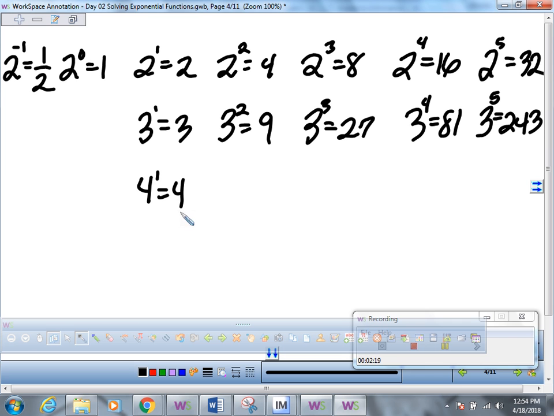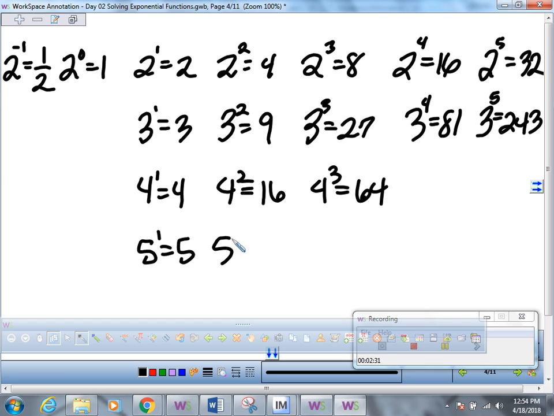4 to the 1 is 4. 4 to the 2 is 16. 4 cubed is 64. I don't think you're going to see any numbers bigger than that for the 4's. And 5 to the 1 is 5. 5 squared is 25, and 5 cubed is 125.